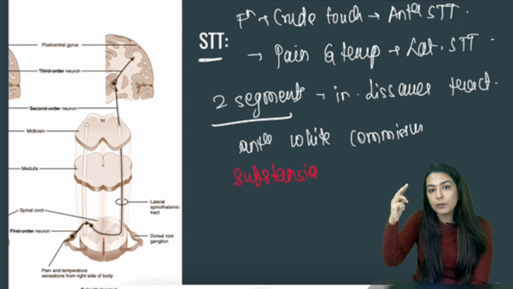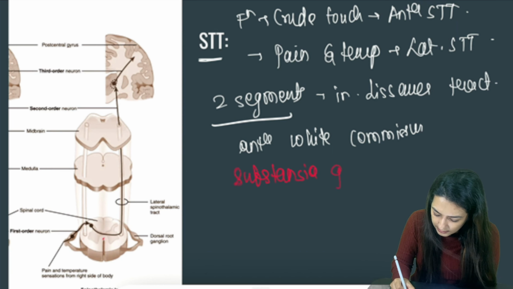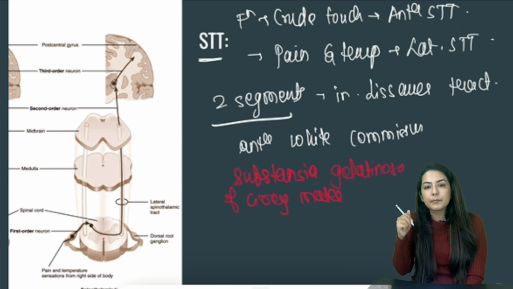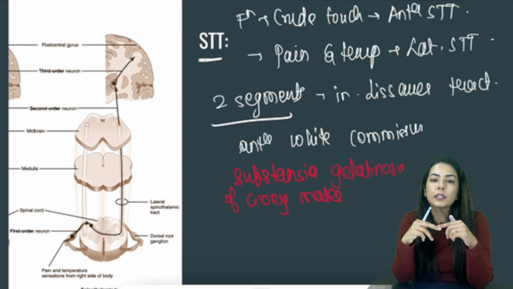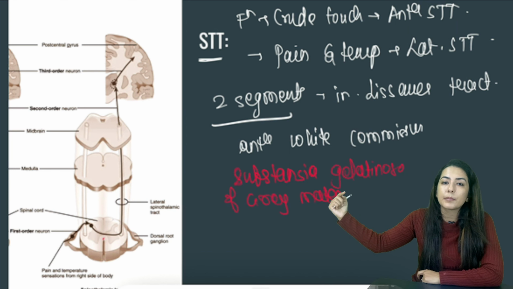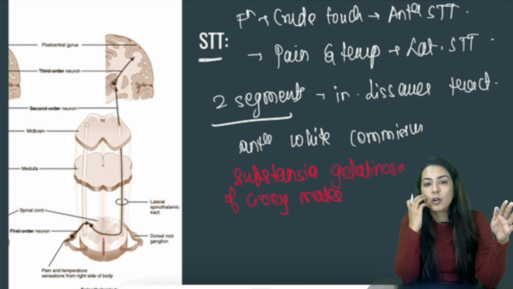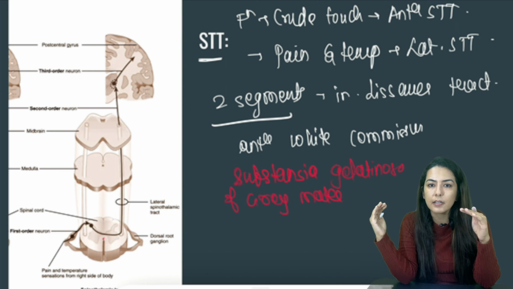That is two segments above the segment from which this nerve entered the spinal cord. So substantia gelatinosa of grey matter, on the same side but two segments above it. There the first order neuron will synapse with the second order neuron. Then the second order neuron will cross to the opposite side. So the dorsal column was crossing in the medulla, but the spinothalamic tract will cross in the spinal cord only, but two segments above the entrance of the segment.